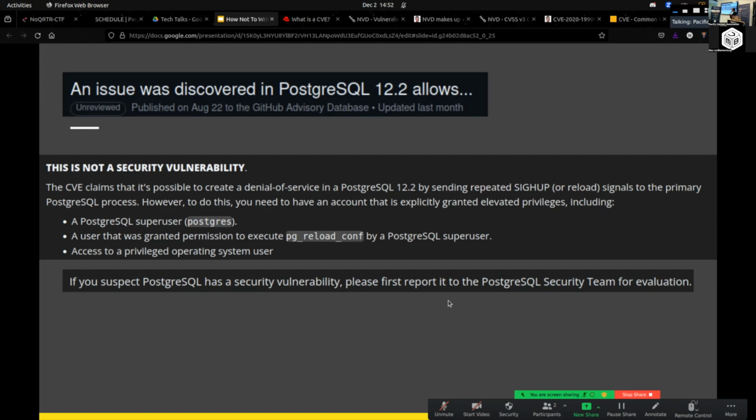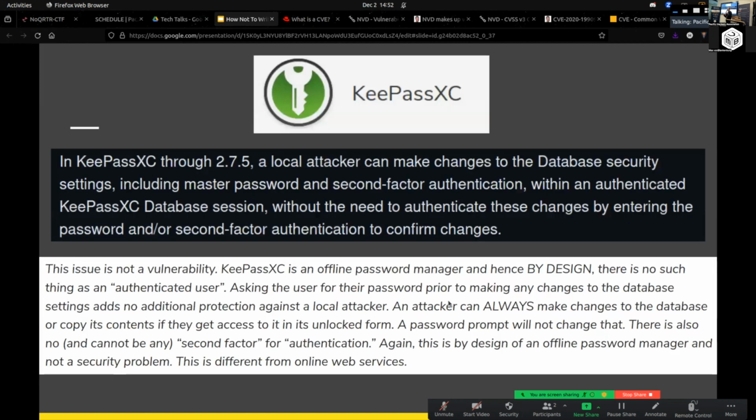At least as far as I can tell, it's vulnerable by technicality. And that's another trend you'll see. In KeePassXC, an open source password manager, offline by design, a local attacker can make changes to the database security settings, including master password and 2FA, with an authenticated KeePassXC database session, without the need to authenticate these changes by entering the password or second factor authentication.